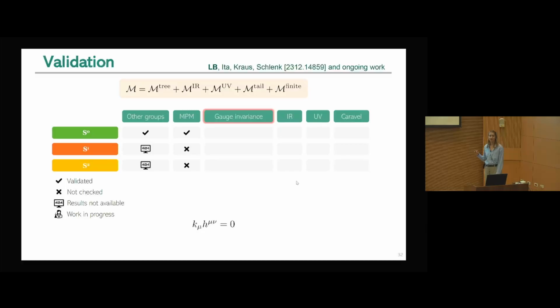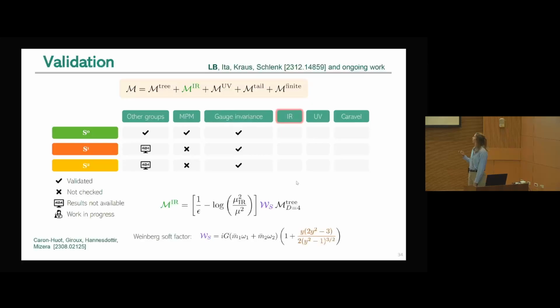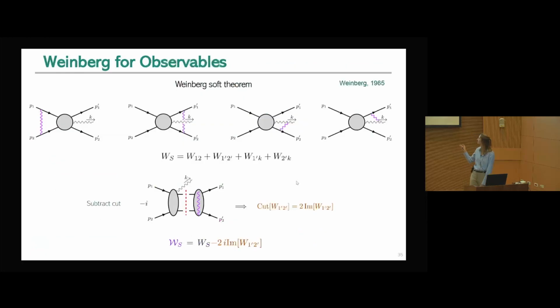We checked gauge invariance of our waveform and found that it works everywhere. We checked the infrared pole, so we expect the infrared pole to scale with the tree and with this Weinberg-Soft vector. Now, this is not the standard Weinberg-Soft vector, since the Weinberg-Soft theorem is the theorem for amplitudes. So the normal Weinberg-Soft theorem tells you that this coefficient can be found by summing over contributions from diagrams where two of the external legs exchange a soft graviton.